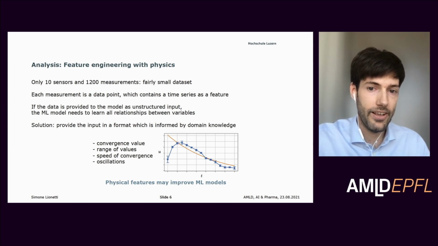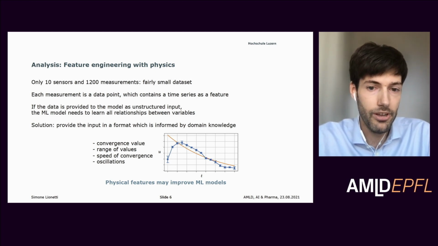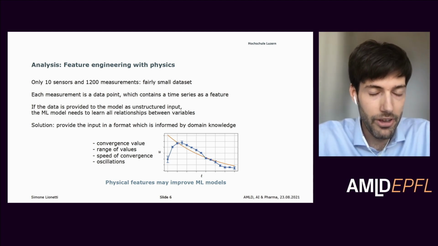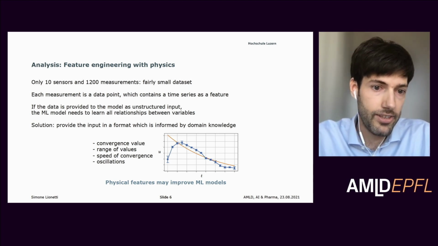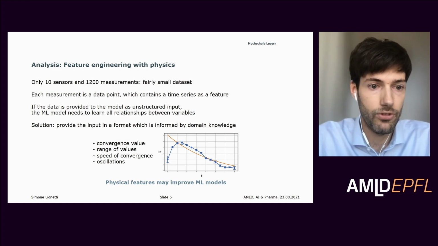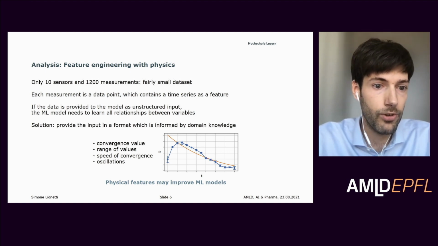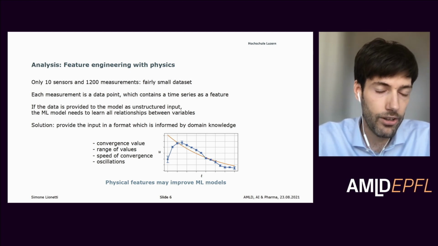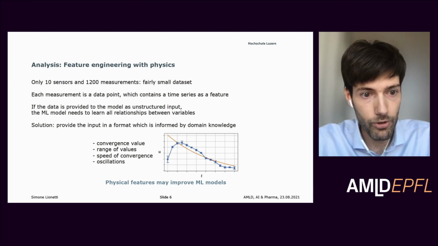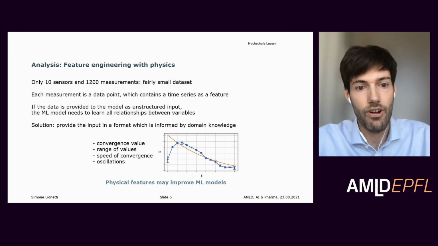So in this case, it's practically mandatory to use some domain knowledge and provide the input in a format which is informed by physics. What we know is that the potential should converge with time to a certain value. So we encode this time series information in a convergence value, in the range of values from the beginning to the end of the time series, in the speed of convergence, and in potential oscillations that can occur around the expected behavior.